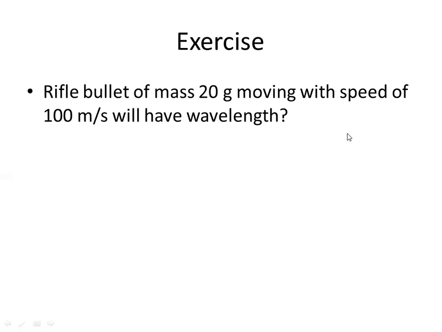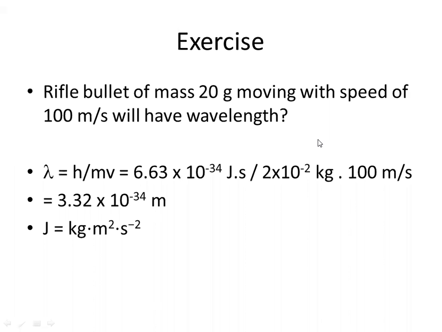So the correct answer to this one is 3.32 × 10^-34 meter. You can use any unit for your convenience, but it must be right. If you want to convert into nanometer, you can calculate it by multiplying by 10^9, and then you can get the value in nanometer.